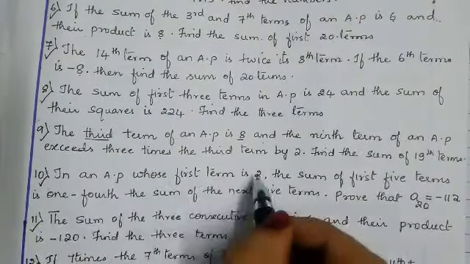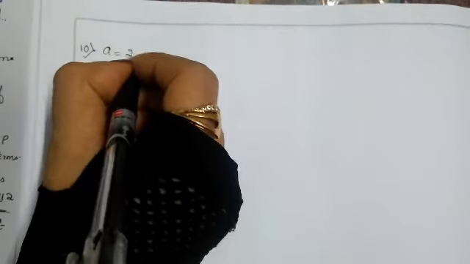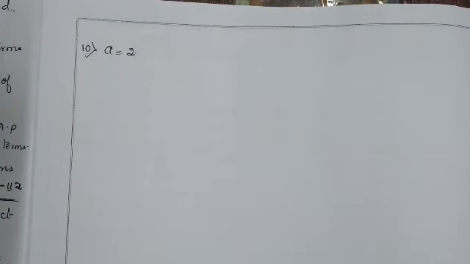Question number 10. In an AP whose first term is 2, the sum of the first 5 terms, A1 plus A2 plus A3 plus A4 plus A5, is 1/4 of the sum of the next 5 terms, A6 plus A7 plus A8 plus A9 plus A10.